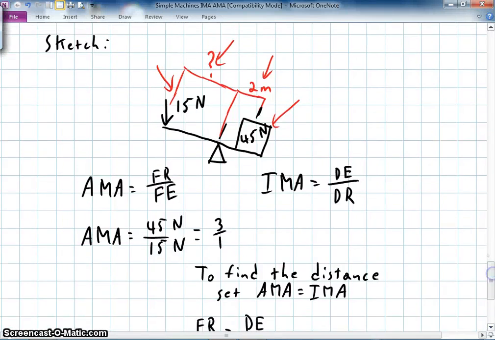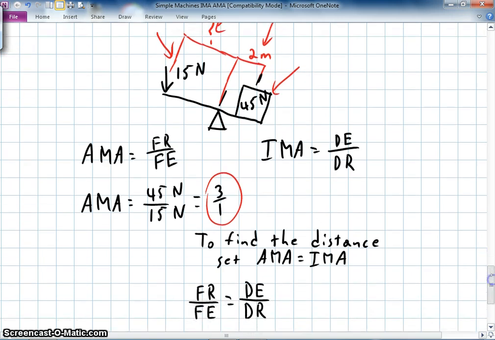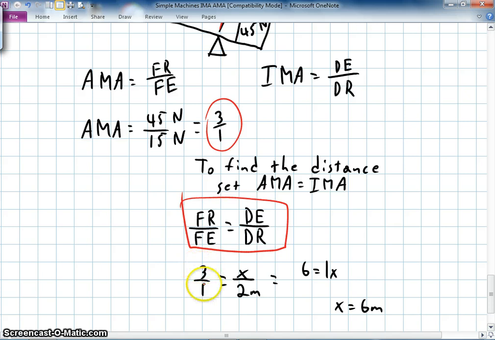So on the first bit, AMA is 45 over 15, it's FR over FE. My ratio is 3 over 1. To find the distances I want to look for, I'm going to simply set FR over FE equal to DE over DR. So I'm going to use this equation here to solve for what I want to find. When I plug those numbers in, 3 over 1, FR over FE equals X, our unknown, over 2 meters. I find that our distance is 6 meters, giving us the result that we need for this answer. You can do the same thing for any other type of problem like this as well.